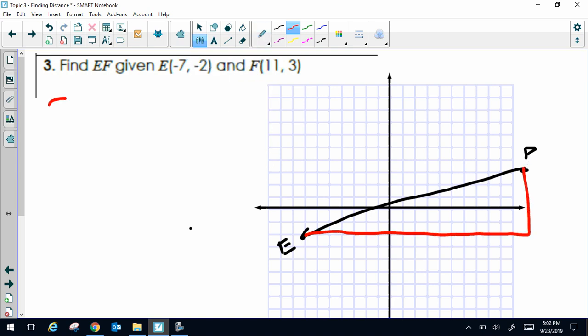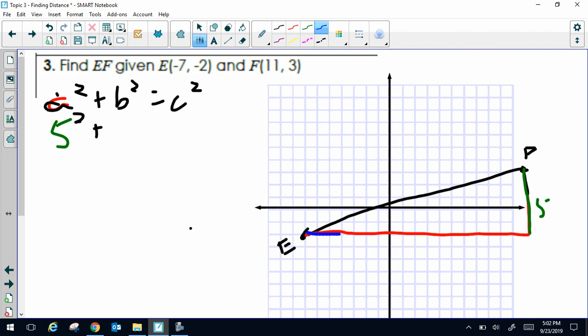Okay, so if we're doing a squared plus b squared equals c squared, again, a goes up and down, so 1, 2, 3, 4, 5. It'll be 5 squared plus my b squared, which is all the way across. 1, 2, 3, 4, 5. And when you count them all, you get 18.